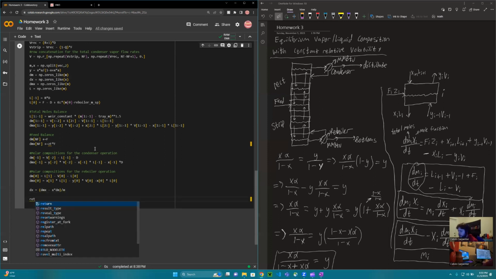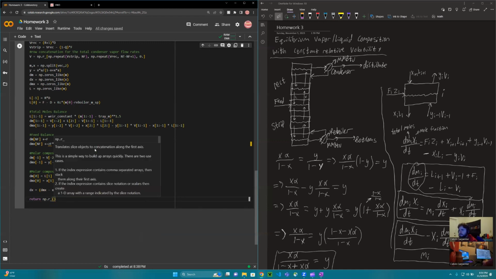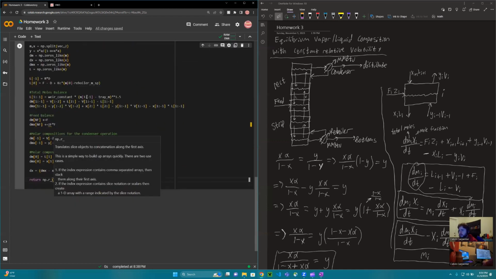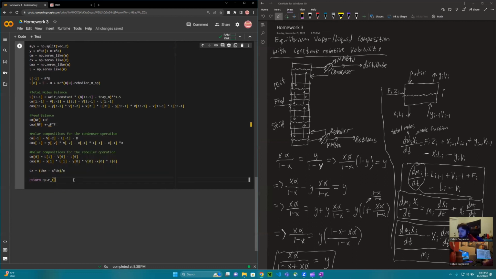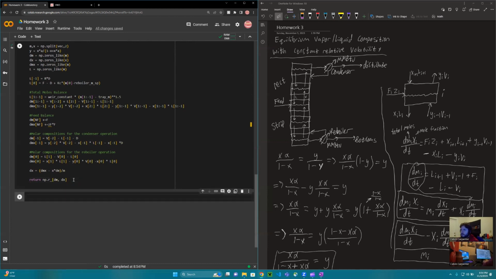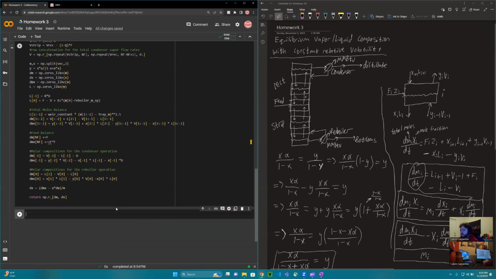So finally, we're going to return mp.r underscore, forget if this is parentheses or brackets, it's brackets, dm, comma, dx. Enter. Okay, it looks like that worked.